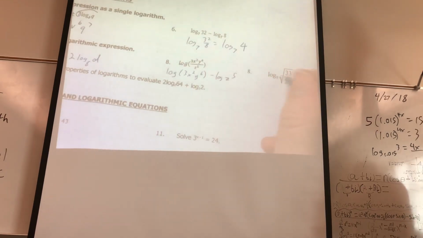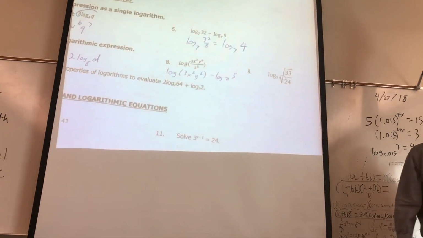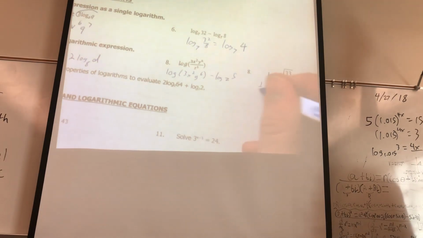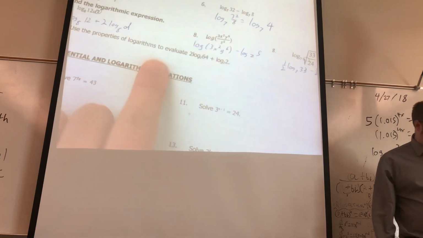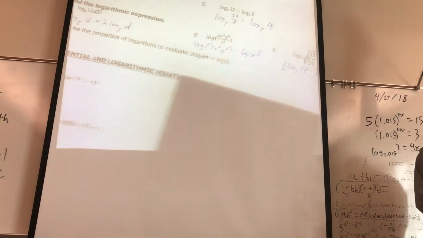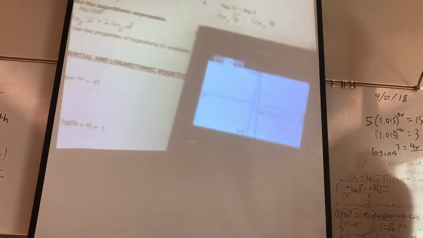On this one, that square root is going to be a 1/2 power. So this is 1/2 the log base 7 of 33 minus 1/2 the log base 7 of 24. Use the properties of logarithms to evaluate. Evaluate means you get a number answer.